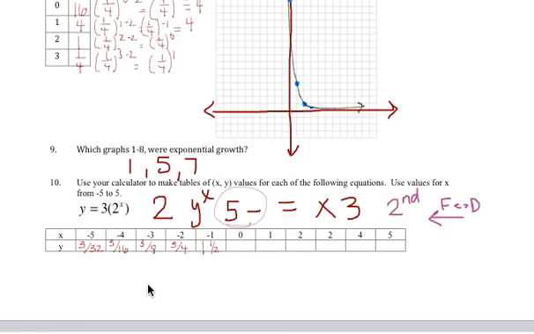I'm going to finish it, and I'm going to put all my answers in here, and we'll check them. Actually, you might be able to do some of these on your own. 2 to the 0 power is what? 1, times 3 is 3. That one's easy. 2 to the first power is 2, times 3 is 6. 2 squared is 4, times 3 is 12. You don't need the calculator for this. Sorry, I think that's supposed to be a 3 there on your paper. 2 cubed is 8, times 3 is 24.